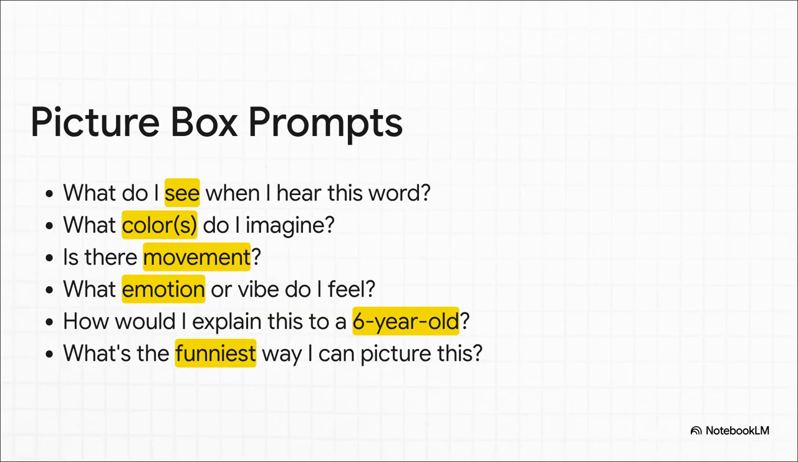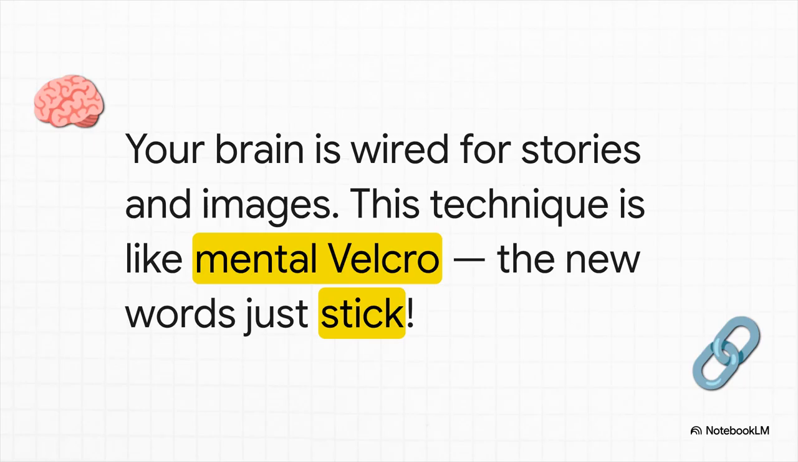So if you want to get started, just ask yourself some of these questions. For the word actor, what do you see? Maybe a Broadway stage, a red curtain, a spotlight. For generator, maybe you see a big, loud, rumbling machine with sparks flying off it. Honestly, the more specific and even ridiculous you make your mental image, the better it's going to stick. And the reason this works so incredibly well is that our brains are just wired for stories and for images, not for boring lists of text. Using this picture box technique is like creating mental Velcro. The new word just sticks, effortlessly.